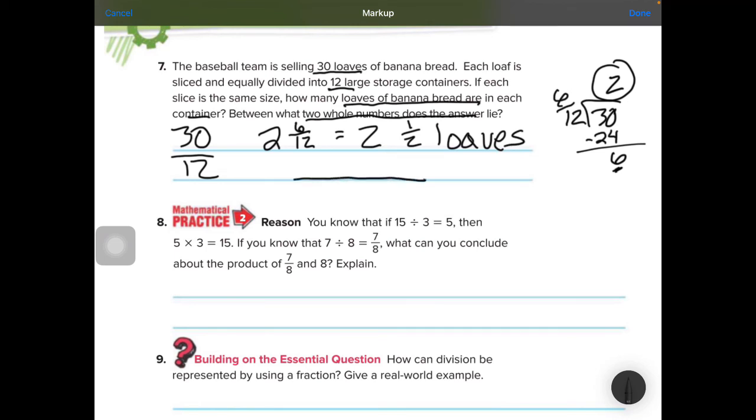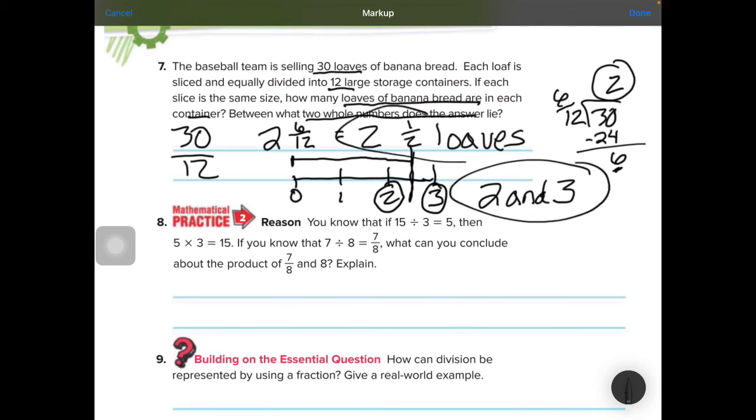So if we draw a line right here, say this is 0, 1, 2, 3. We're going to start our line right here, and we have 1 loaf, 2 loaves, and a half. That's what it's going to look like as a number line. So we can see it's going to lie between the 2 and the 3. So we're going to say 2 and 3. That's our answer, and this is our answer.